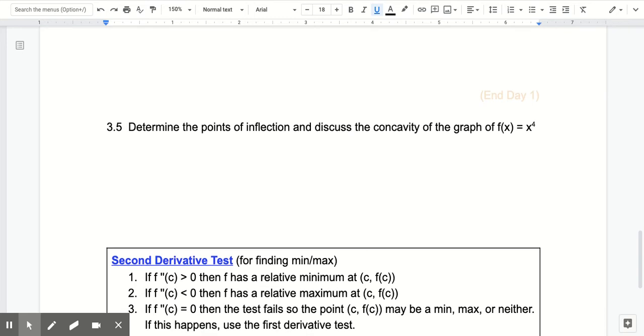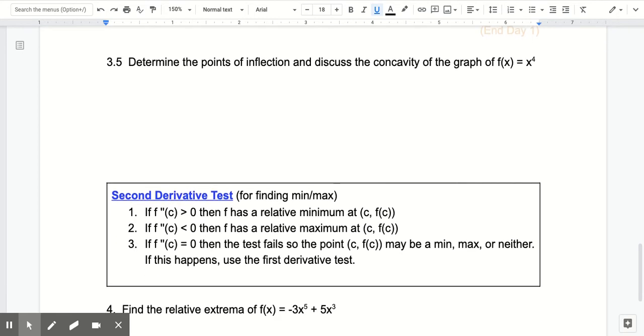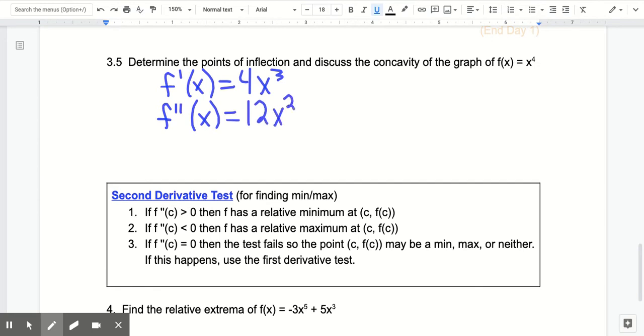So just to remind ourselves of this, we're going to walk through this example here, number 3.5. We want to determine the inflection points and discuss the concavity of f of x equals x to the fourth. So to do that, we are going to find the second derivative. The first derivative of x to the fourth is 4x cubed. And then the second derivative is 12x squared. To find those potential inflection points, we're going to take our second derivative and set it equal to 0.